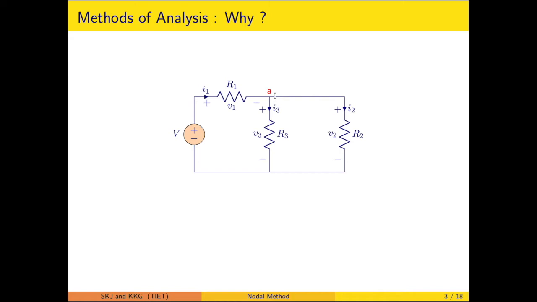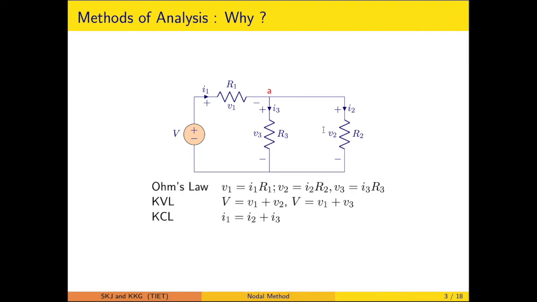We also have two KVL relations. One pertains to this closed path, which is V equals V1 plus V3. Another you can frame is V2 equals V3, because they are connected in parallel, or you can have the KVL relation V equals V1 plus V2. So ultimately we have six such relationships for a three element problem. So six unknowns I1, I2, I3, V1, V2, V3, and six relations.